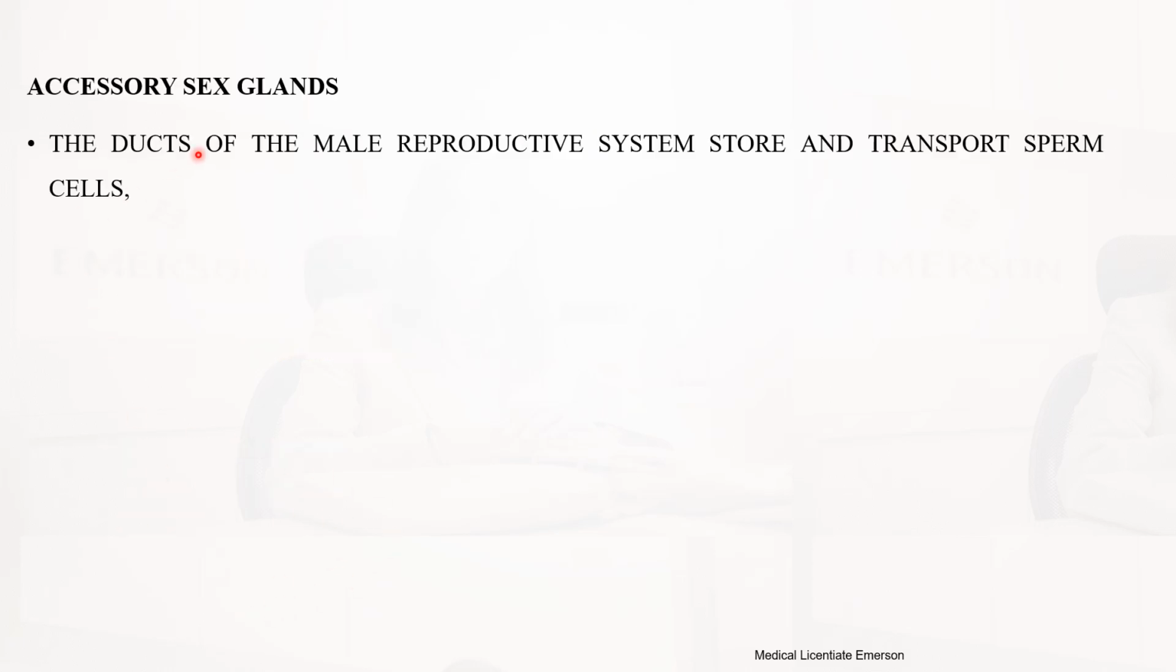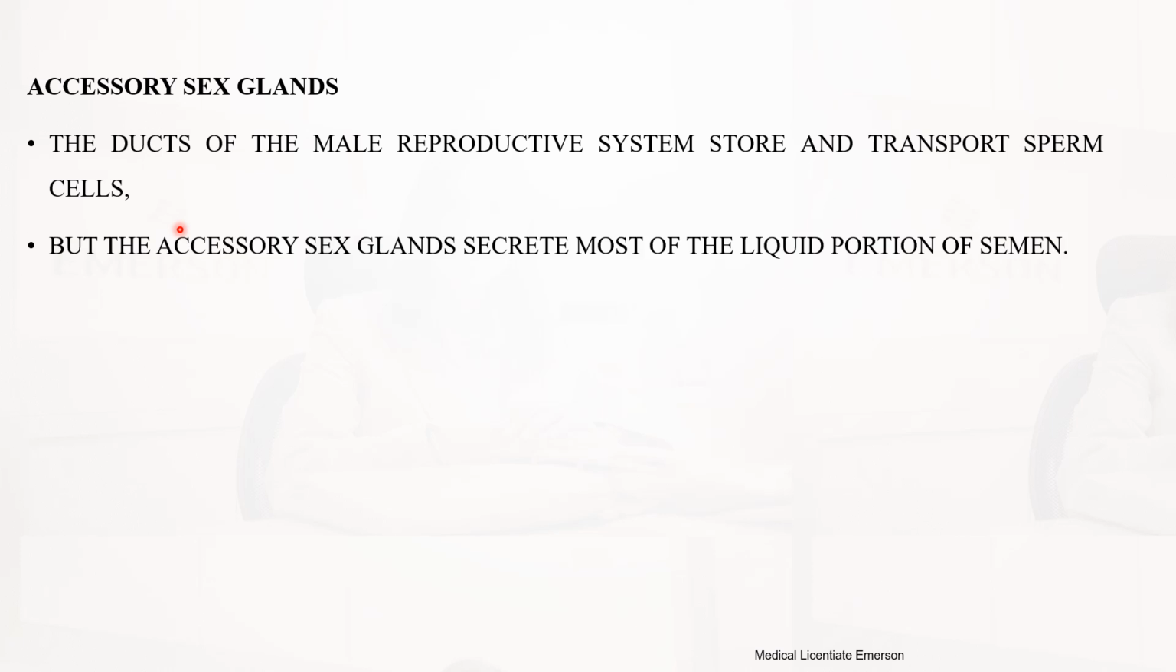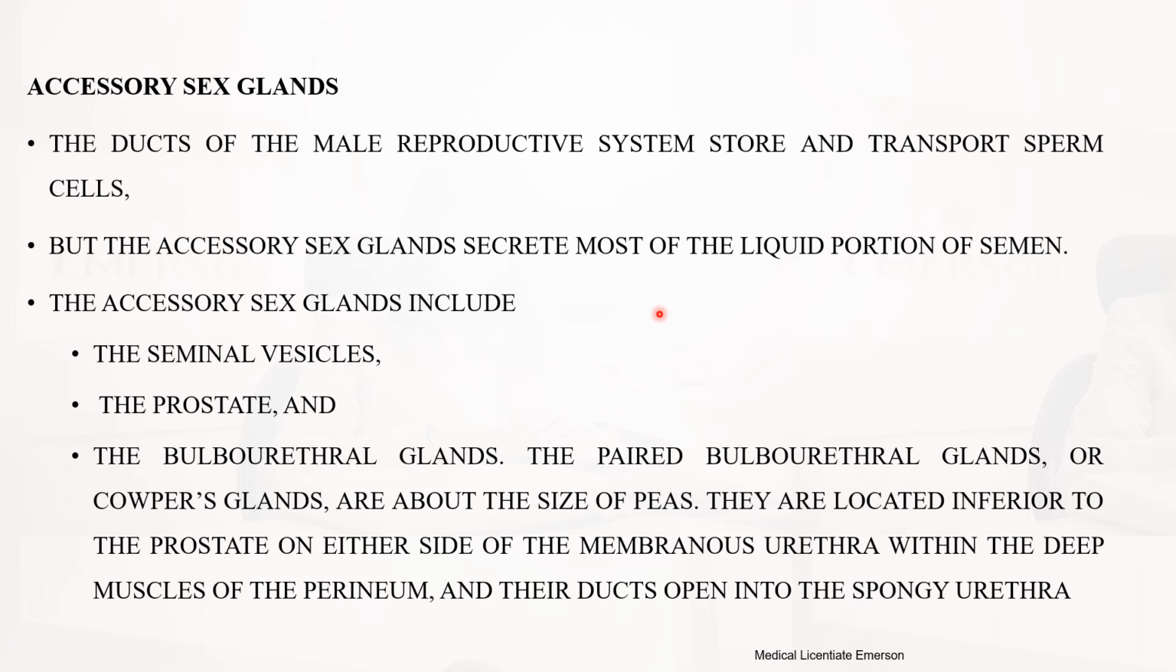Then let's look at the accessory sex organs. The ducts of the male reproductive system store and transport sperm cells, but the accessory sex glands secrete most of the liquid portion of semen. The accessory sex glands include the seminal vesicles, the prostate, and the bulbourethral glands.